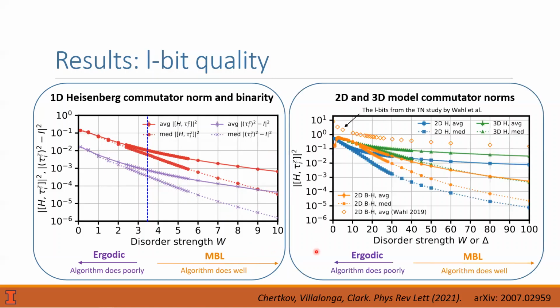Okay, and here are the results for 2D and 3D. I just want to focus on the orange lines. The orange lines are the results for the 2D Bose-Hubbard model. I want to point out that these orange open diamonds at the top are the results from that tensor network study on the same model. They were orders of magnitude higher than our commutator norms. So it gives us some confidence that our algorithm is doing decently well.